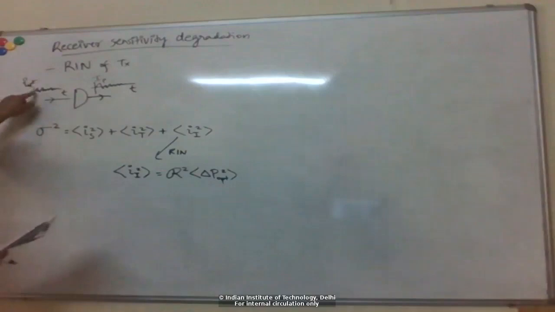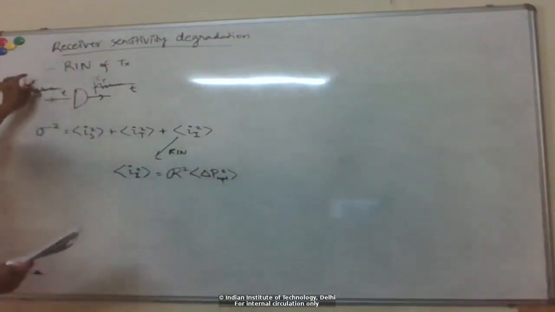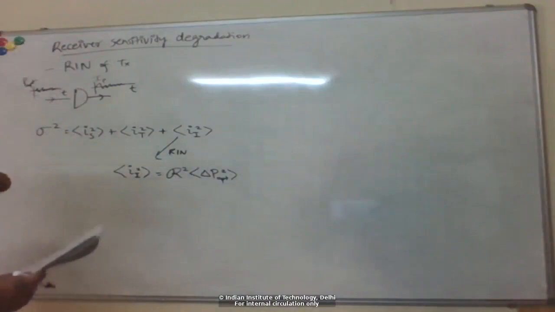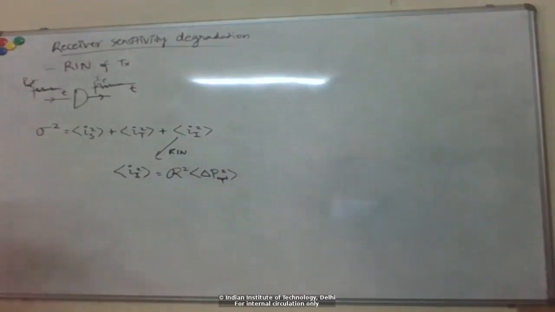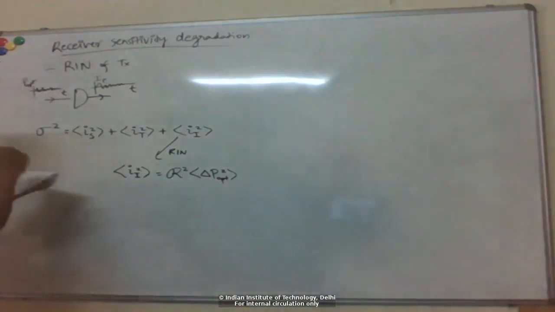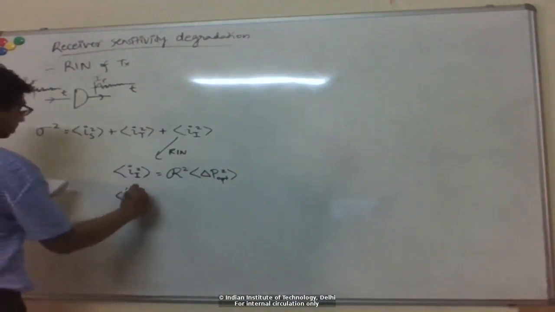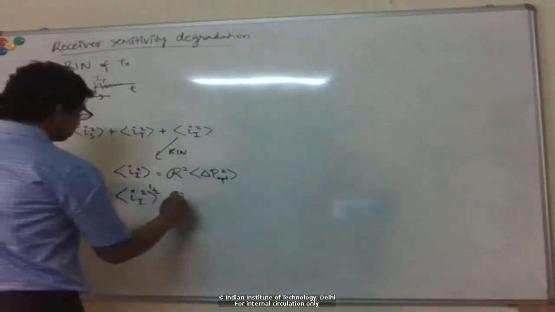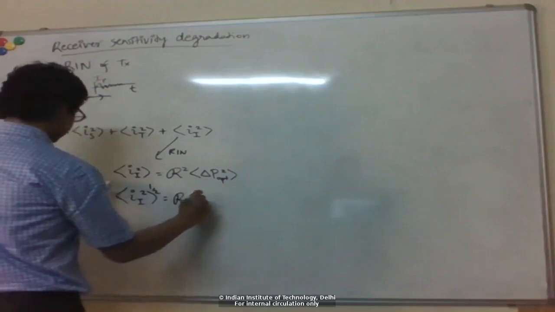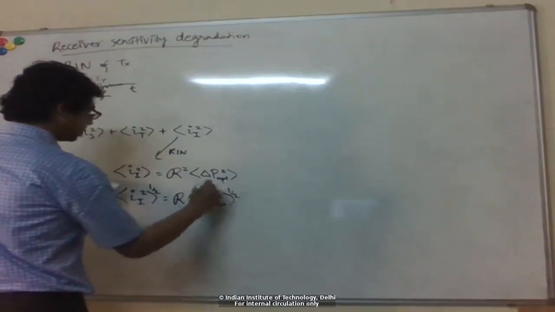Right, so we discussed, for example, that if we look at the average of the fluctuation, the average of delta P is 0, because sometimes you have positive and sometimes you have negative fluctuation. But the average of delta P squared is not 0. So if you take the square root here, the RMS noise current due to RIN will be the responsivity times the RMS noise optical power.